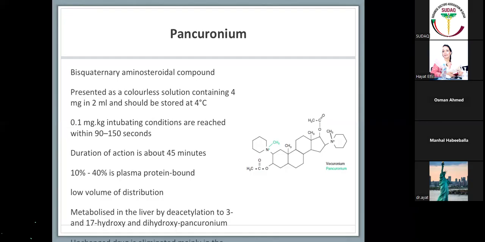And one of the metabolites, 3,17-hydroxypancuronium, is half as potent as pancuronium. So this also contributes to the long duration of action of pancuronium.